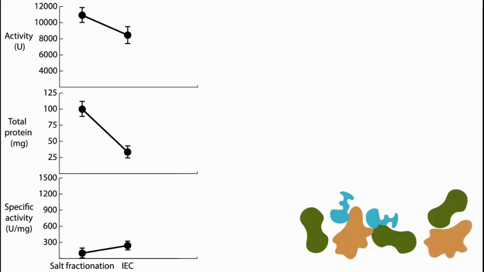Because science is messy and not perfect, you recover less beta-glucosidase activity than you started with, due to some enzyme loss. However, you reduce the total protein amount in your sample mixture by a lot, because you eliminate many proteins with a different charge than beta-glucosidase. So, your specific activity is greater than after the first salt fractionation step. This is great, because during a purification, your goal is for your specific activity to increase after each step.